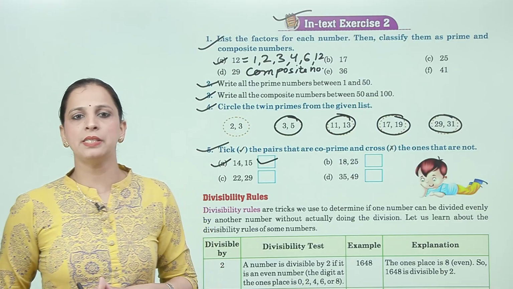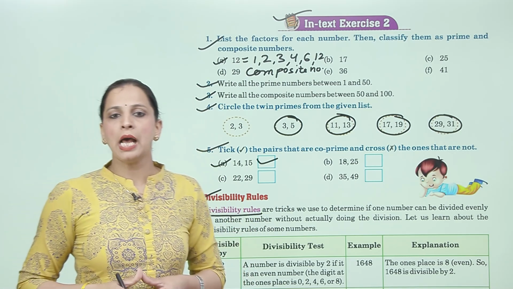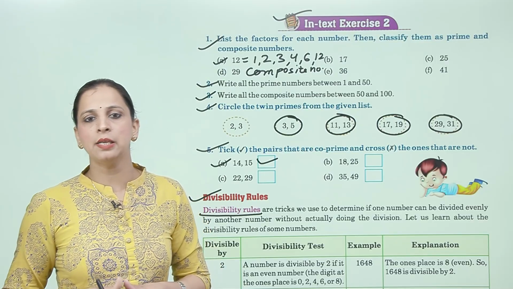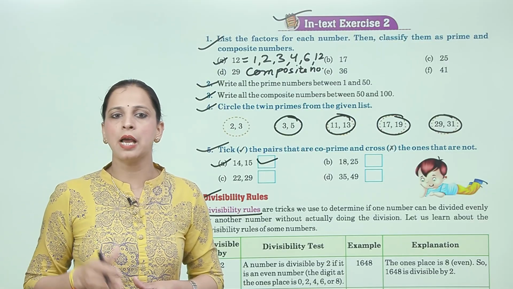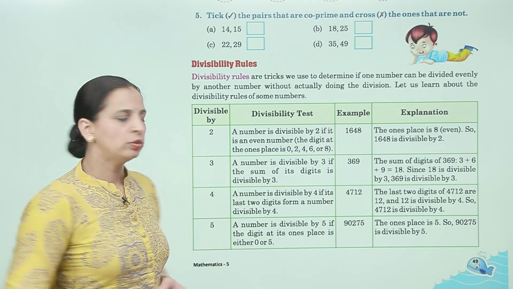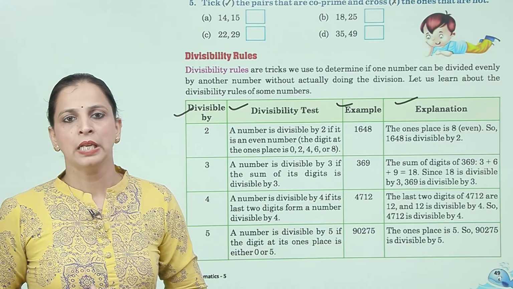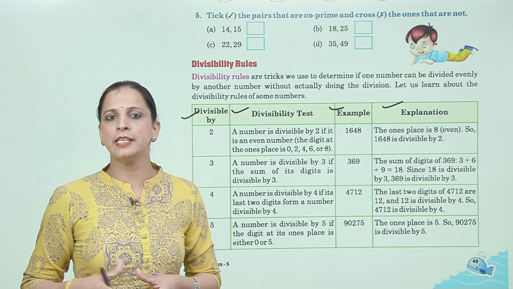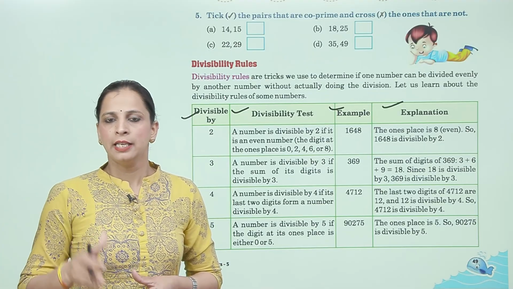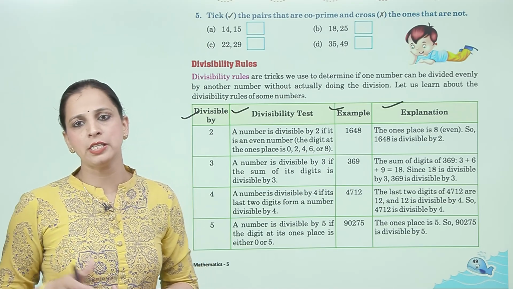Now next is divisibility rules. Divisibility rules are tricks we use to determine if one number can be divided evenly by another number without actually doing the division. Let us learn about the divisibility rules of some numbers. Now, divisible by, divisibility test, example and explanation. Now, first is 2. A number is divisible by 2 if it is an even number, that is, the digit at the ones place is 0, 2, 4, 6 or 8. Example 1648. The ones place is 8, that is even, so 1648 is divisible by 2.